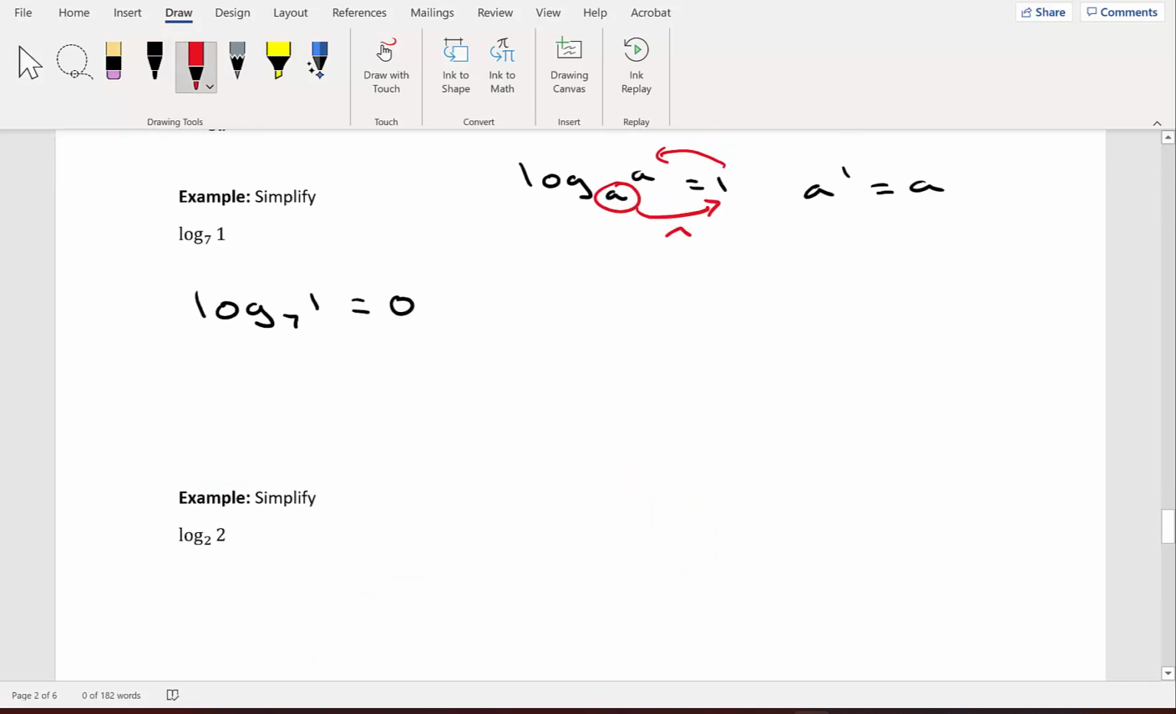So take a look at another one. Log base 2 of 2. Try and figure out 2 raised to what power will give me 2. Well, using our property, this has to be equal to 1. 2 raised to the first power will give me 2.